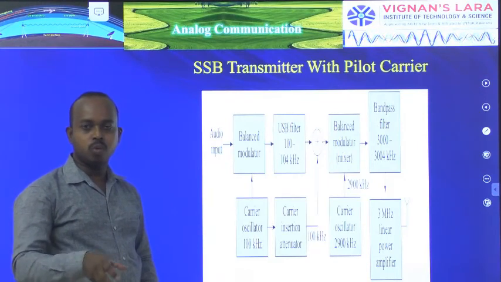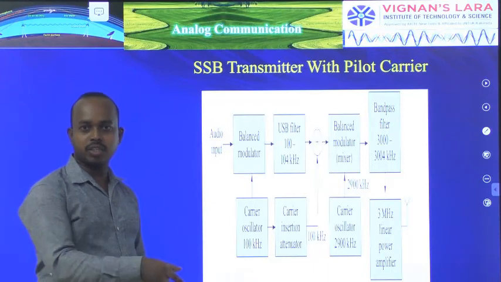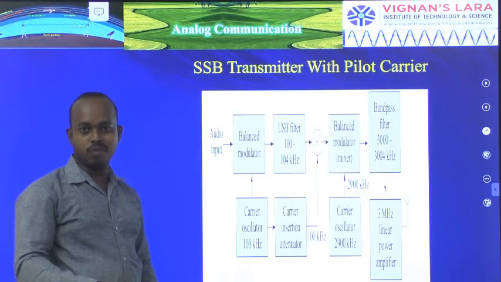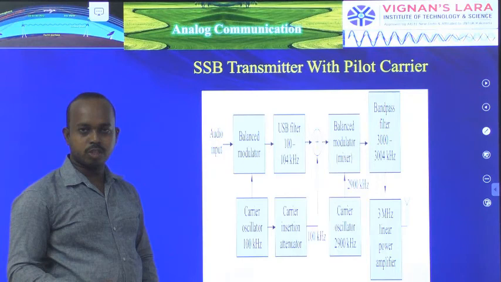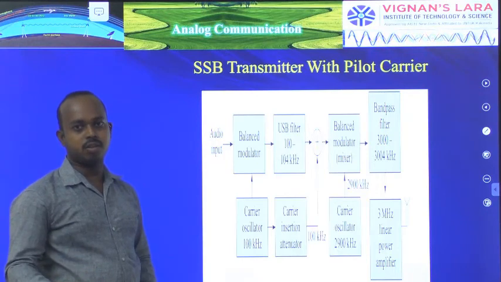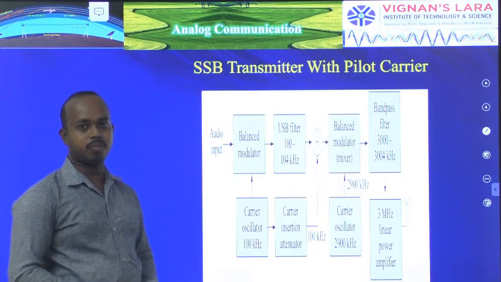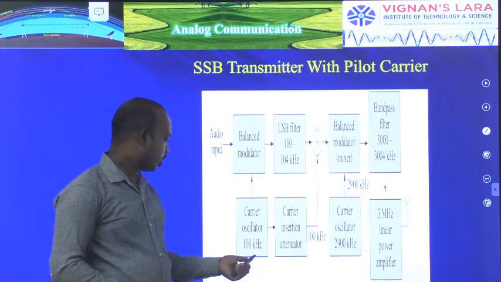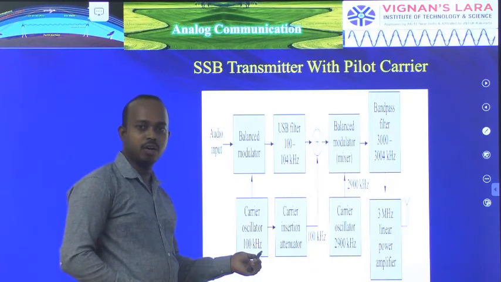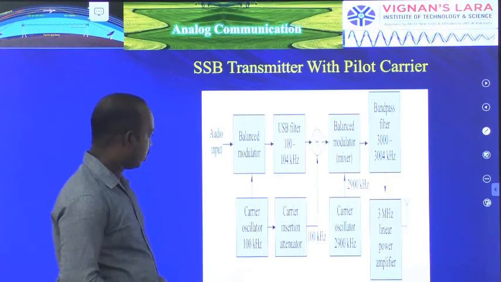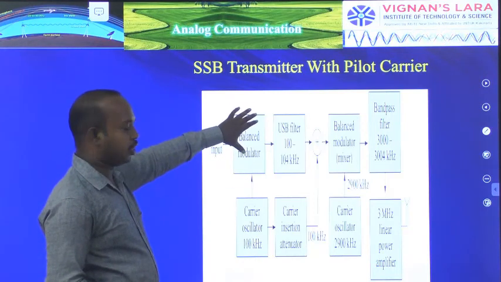Suppose you need 1 kilohertz carrier generation. 1 kilohertz is a very low frequency. Suppose you take 300 kilohertz. That particular frequency signal only you have to generate here. For that, here I am generating a 100 kilohertz carrier. This can be assigned to the balance modulator.